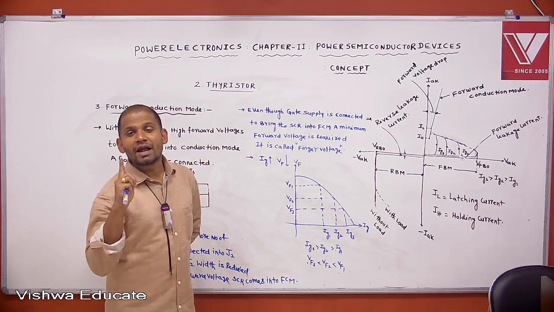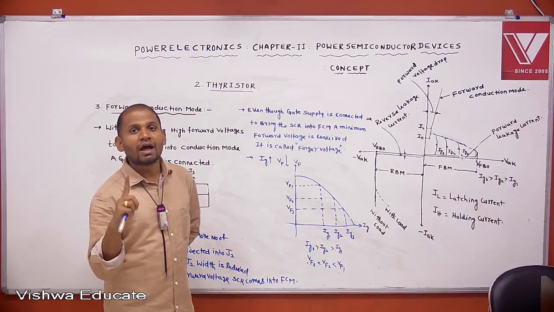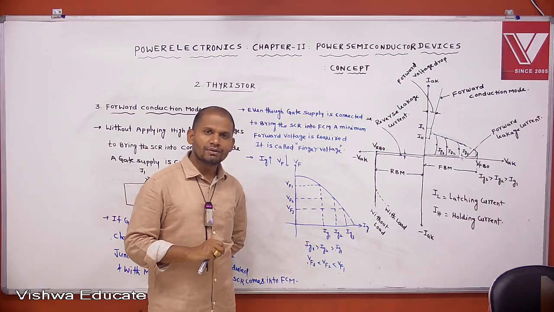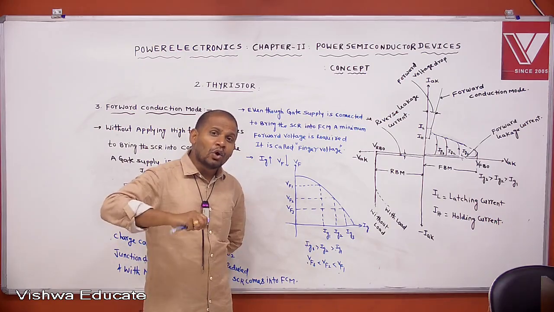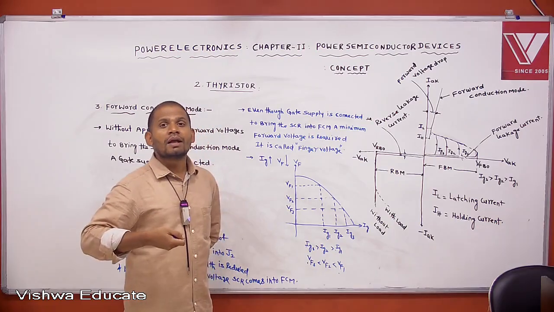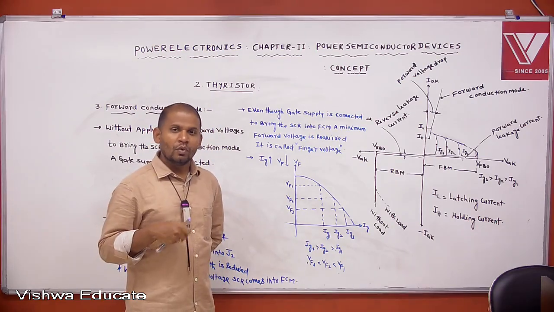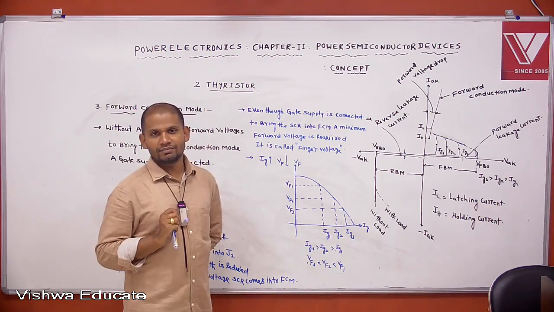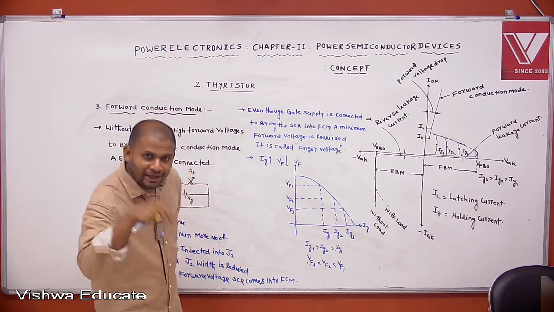Once the SCR starts the conduction, gate loses its control over anode current. That means by controlling gate current, we cannot control the anode current through the SCR. Why? The reason is this one.